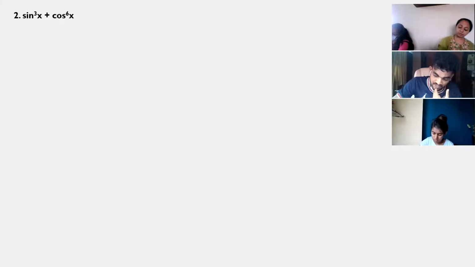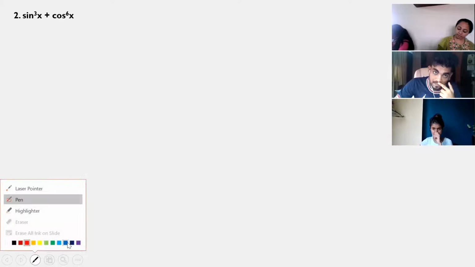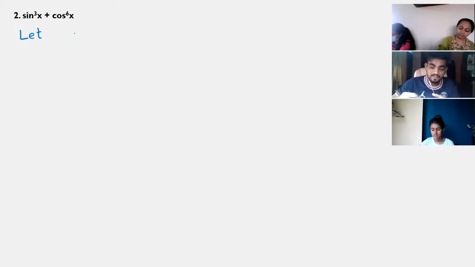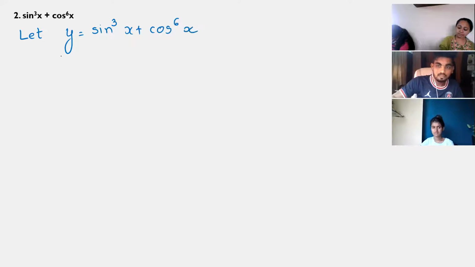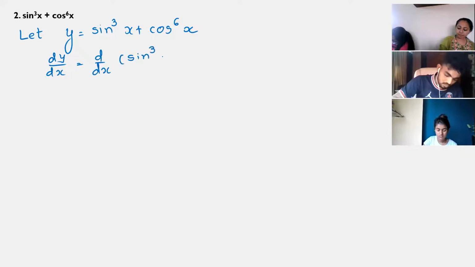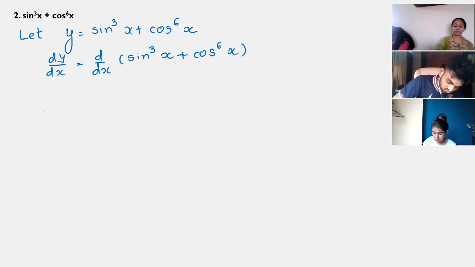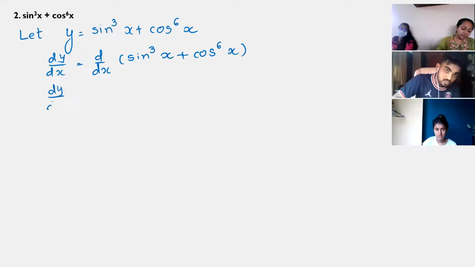Let's look at y first of all. Let's assume that it is y. Let y be equal to sine cube x plus cos to the power 6x. Differentiating both sides with respect to x. As we can see, whenever we differentiate functions that are in a sum, we can differentiate both the terms. So here dy by dx as it is.